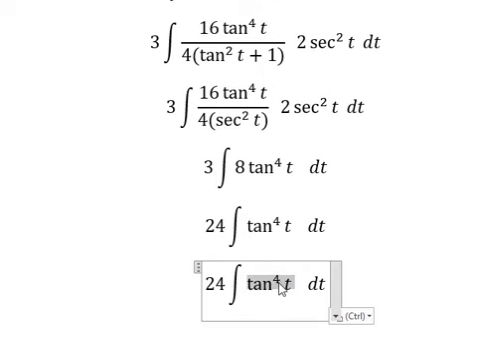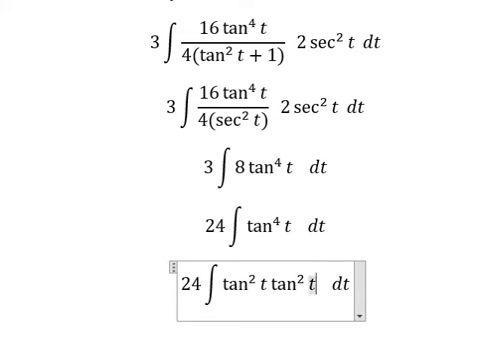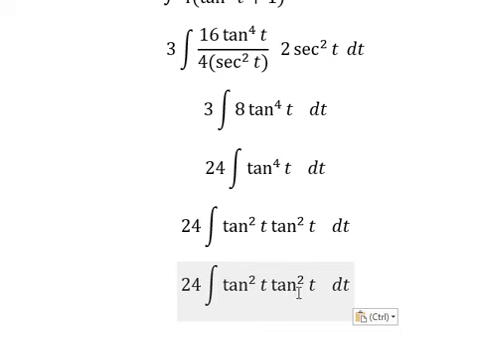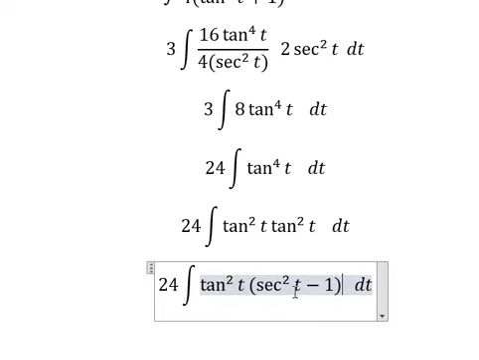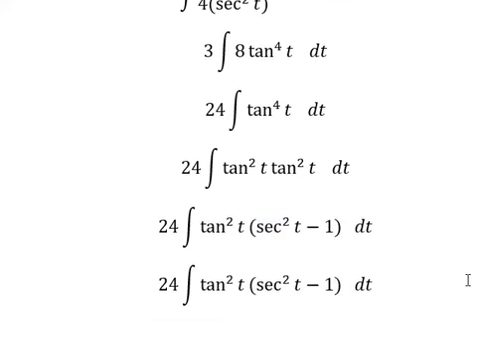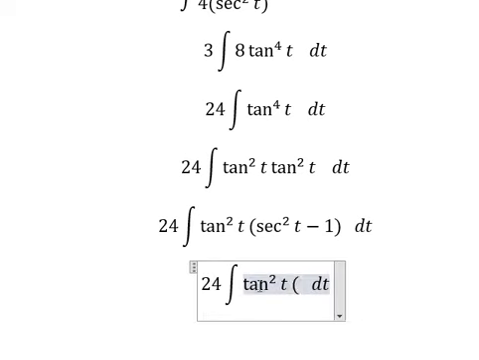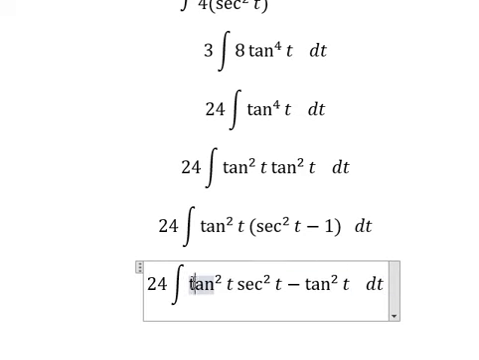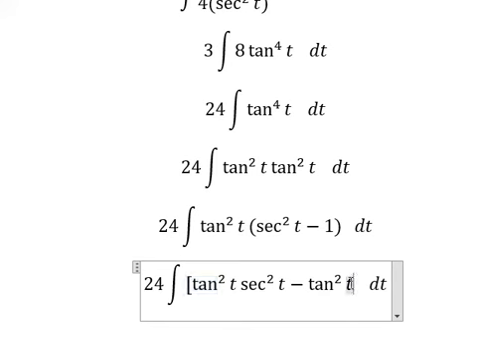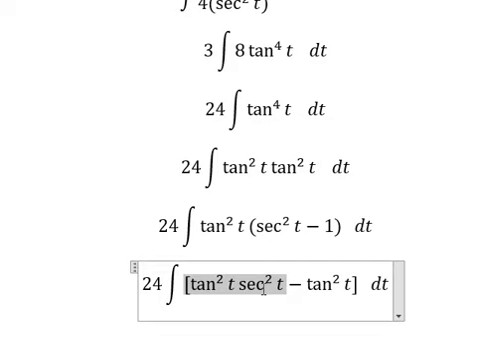Tan t to the power of 4, we can put into tan t squared and tan t squared. About tan t squared, we can change into secant of t squared minus 1. This is about trigonometric identities. So tan t squared multiplied by secant of t squared and negative number 1. Now, I will concentrate on this one only.